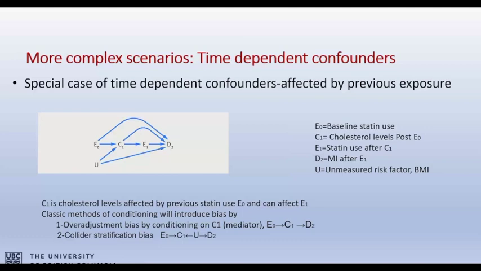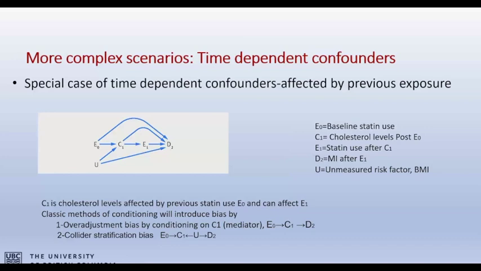So we've talked about relatively more simple time fixed scenarios. This can get quite complex when you have a time dependent confounder, especially time dependent confounders that are affected by previous exposures. And again, let's look at the statin example. So you have E0, which is a baseline statin use. And there's an arrow from E0 to C1, which is, let's say, cholesterol levels at C1, which then again leads to a change in exposure at E1.